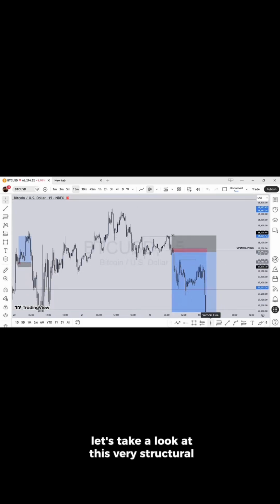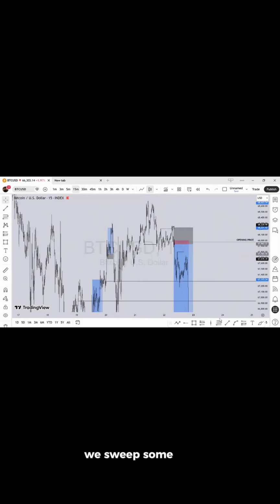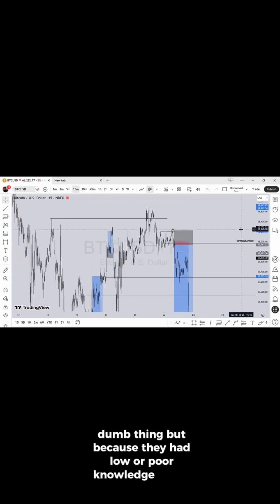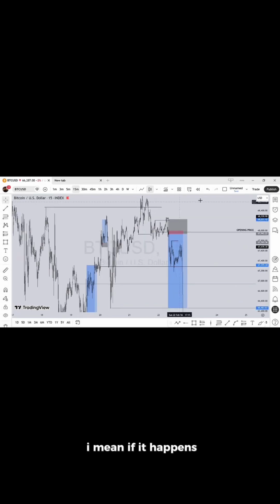Let's take a look at this structural shift to the downside. You can see that is one. So we had a valid structural shift to the downside, and before it, we swept some liquidity. You can see this high got taken out, a series of highs: this high, this high, this high. These were all liquidities being built up in the market, and dozens and dozens of traders placed their stop losses above those levels, expecting that price could not just take it out and continue dumping. But because they had poor knowledge about liquidity, they ended up being taken out, which is still normal in the business. It happens even to the best of us.